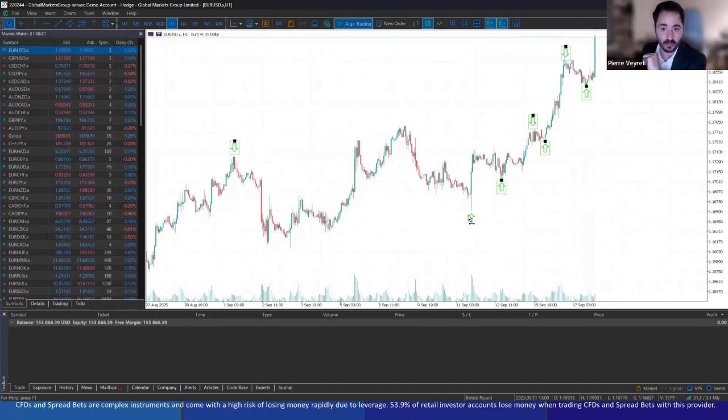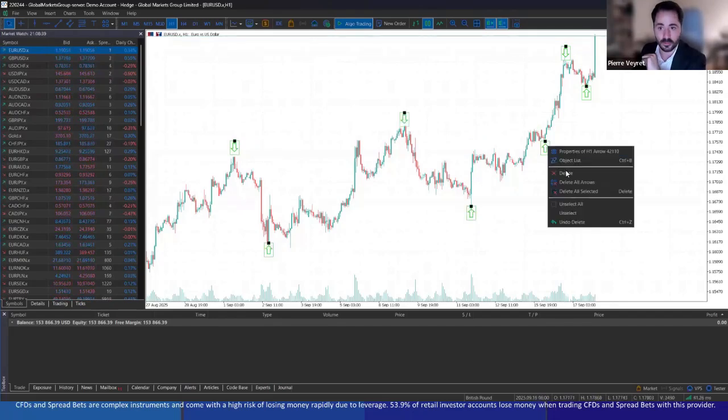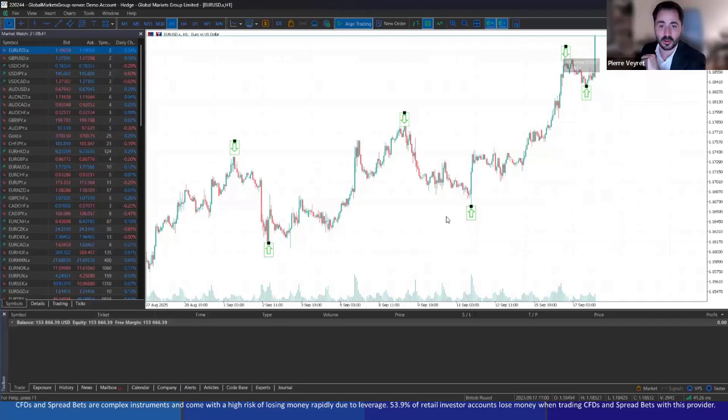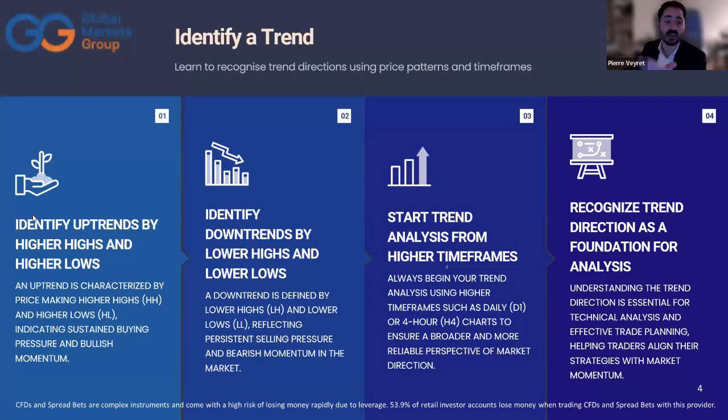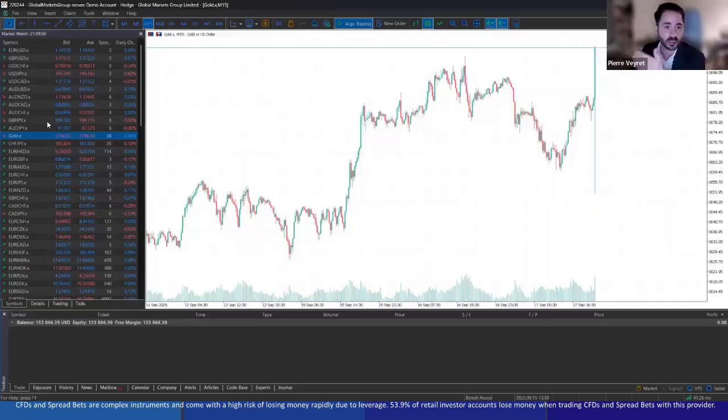Like here, for example, I'm going to remove that one. Here, higher highs and higher lows. This is a bullish trend. End of the story. I mean, identifying a trend looks pretty easy, okay? But this is the first thing you want to know, because when you open a chart, let's say I just opened the chart of gold M15, I know the market is trending higher.